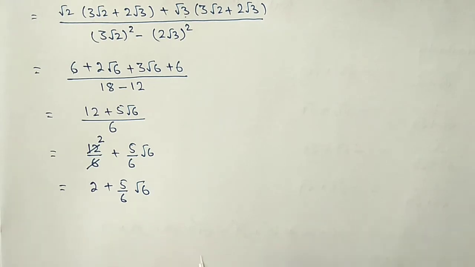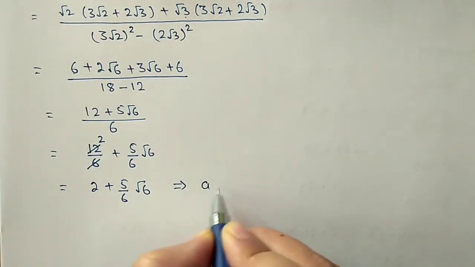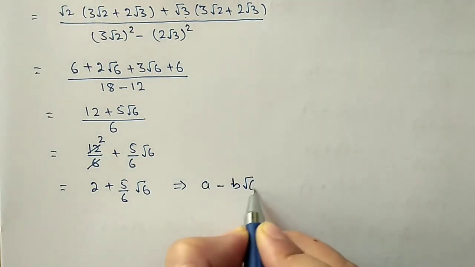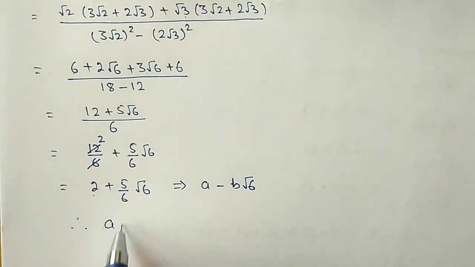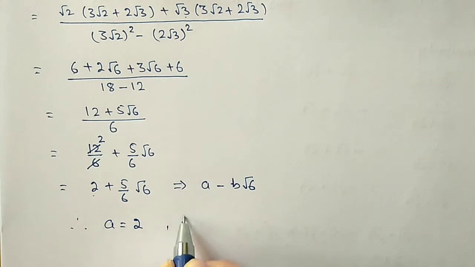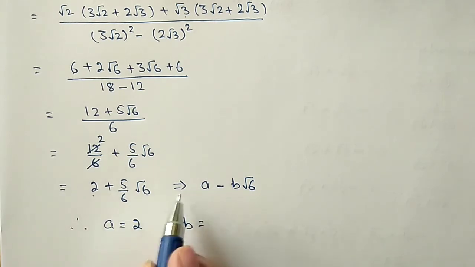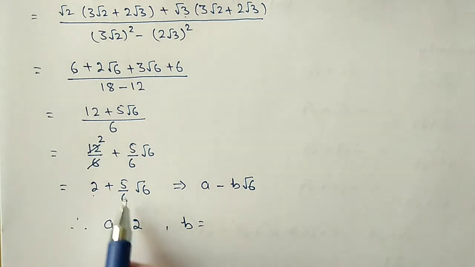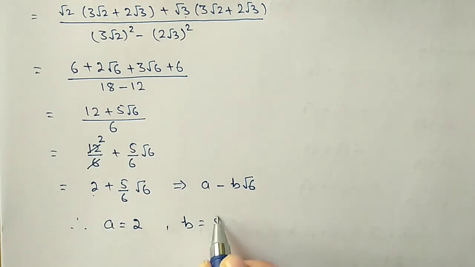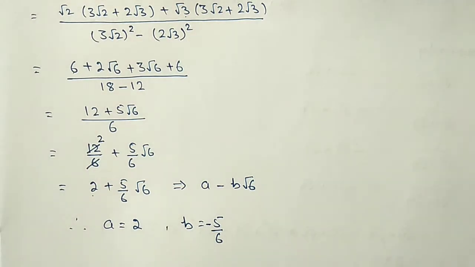Now we have to compare with the right side, a minus b root 6. So a is equal to 2, and b is equal to, you can see the sign difference is there, here minus is there. So if we keep here minus, then it will become minus 5 by 6. So b value is minus 5 by 6.